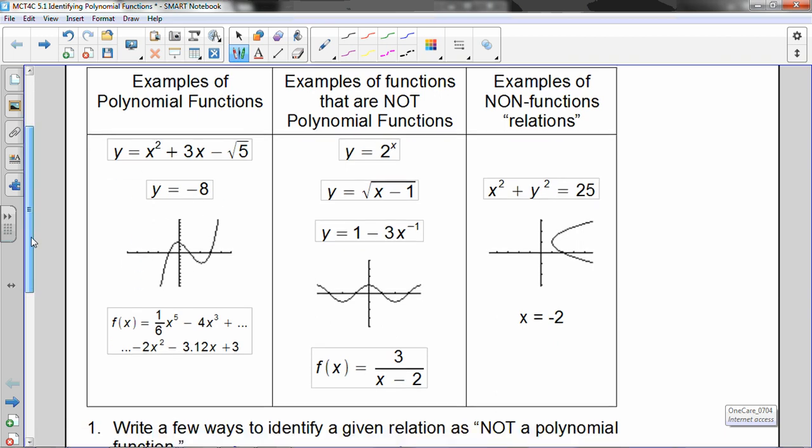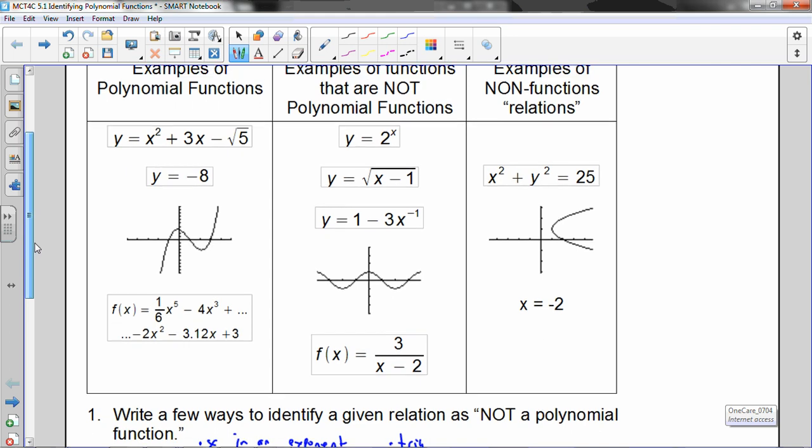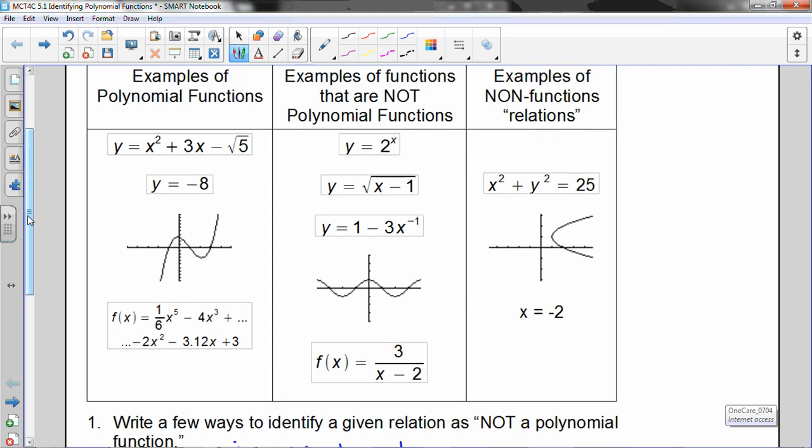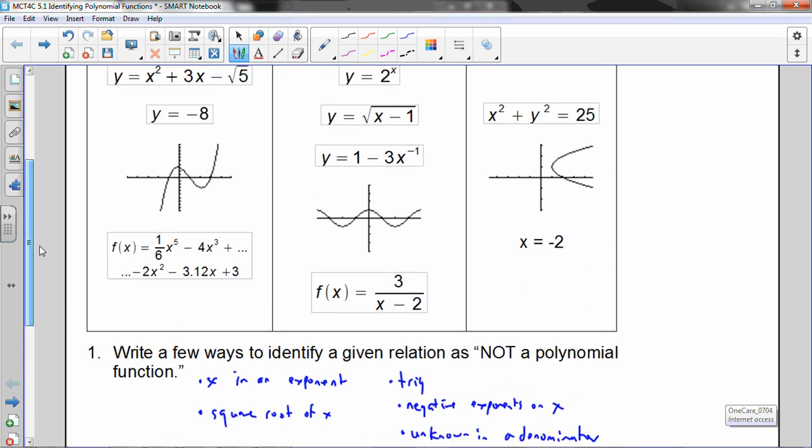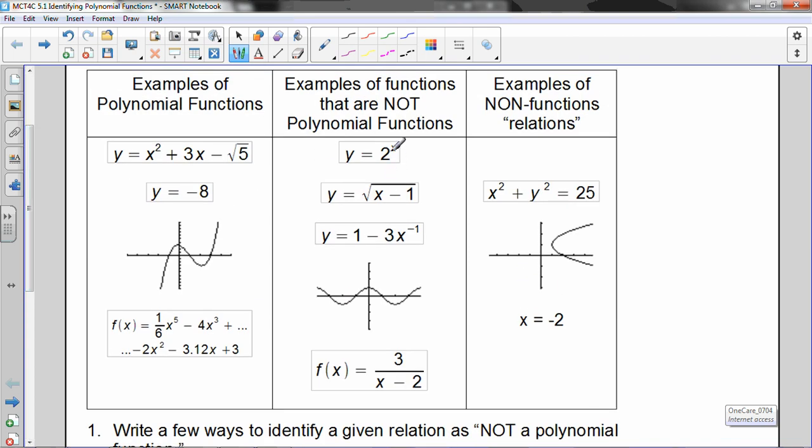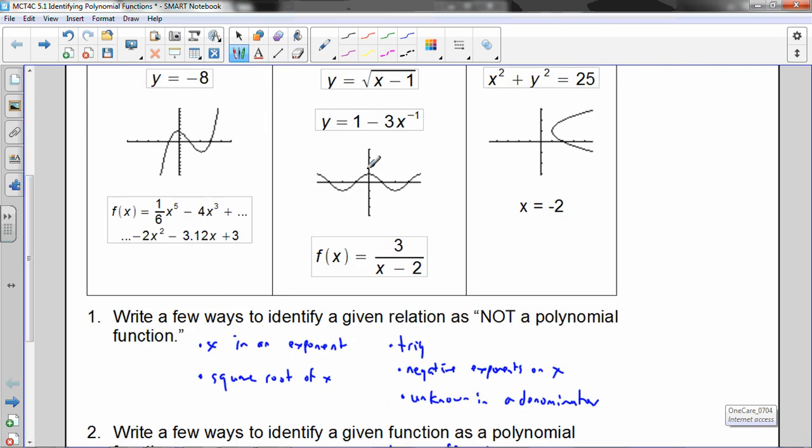So what we're asked to do is write a few ways to identify if a given relationship is not a polynomial function. So what did we notice in here? And I wrote a bunch of stuff down, hopefully so did you. Well, if the x is in the exponent, or we have a square root of x, like in these two, this makes it not a polynomial function. The unknown's in the exponent, or the unknown's underneath the square root. Then some trig. Now that's a trig graph. It looks like cosine. That's not polynomial. Negative exponents on the x, that's not allowed. If the unknown, the x, is in the denominator, that's not allowed. So all these things make them not polynomial functions.